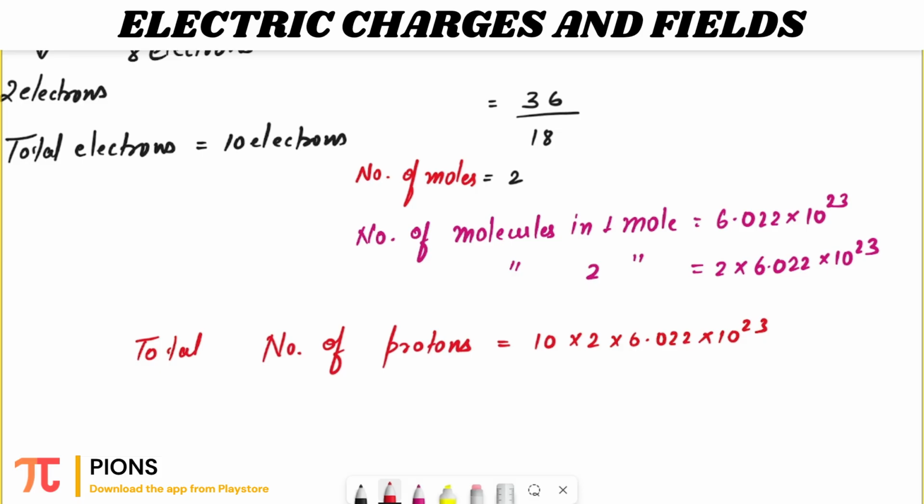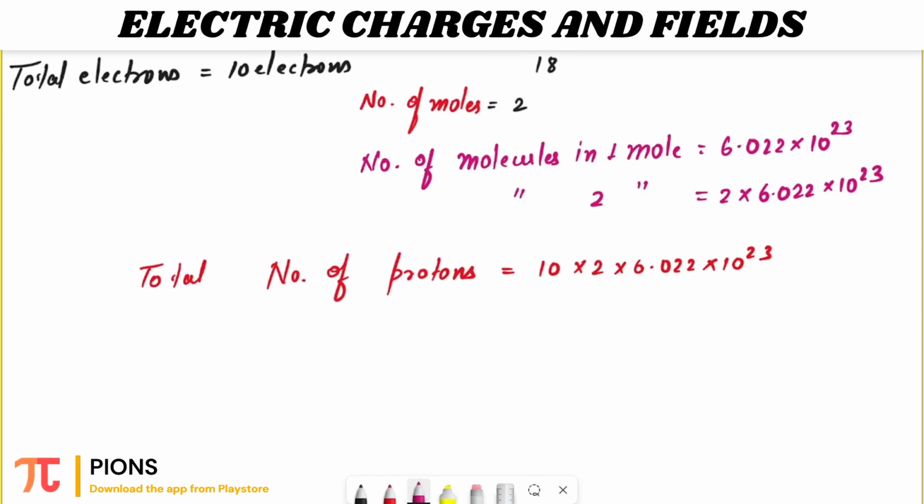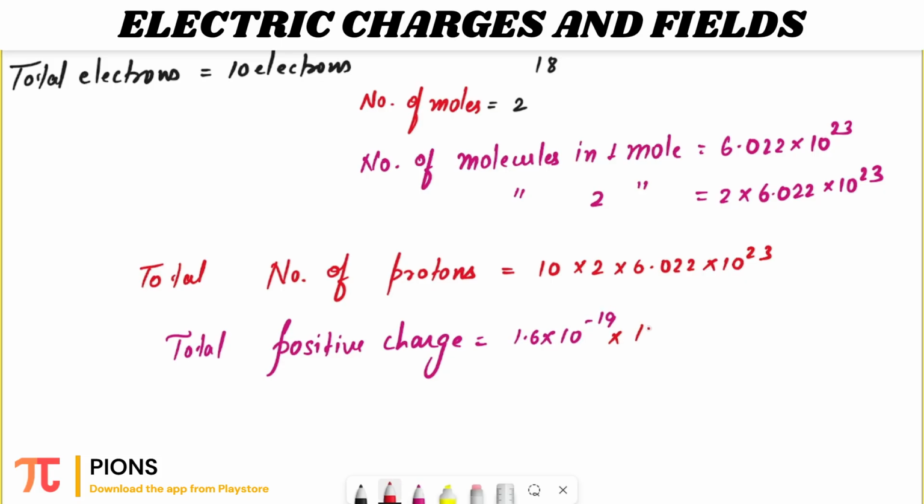Is it the total positive charge? No, sir. Why? Because each proton has a particular charge. So the total positive charge will be 1.6 into 10 raised to minus 19, that's the charge of a single proton, into the total number of protons, that is 10 into 2 into 6.022 into 10 to the power 23, and that will be in terms of coulombs. So that is the total charge. You can multiply that and you will get the total positive charge.